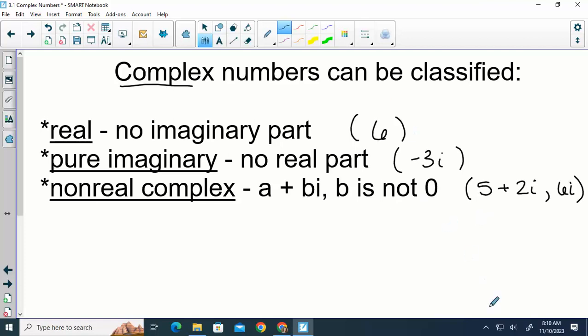So those are the different classifications. You'll notice, if it only has the imaginary part, like 6i, that is both a pure imaginary and a non-real complex. So there is some overlap here. You can have more than one term.